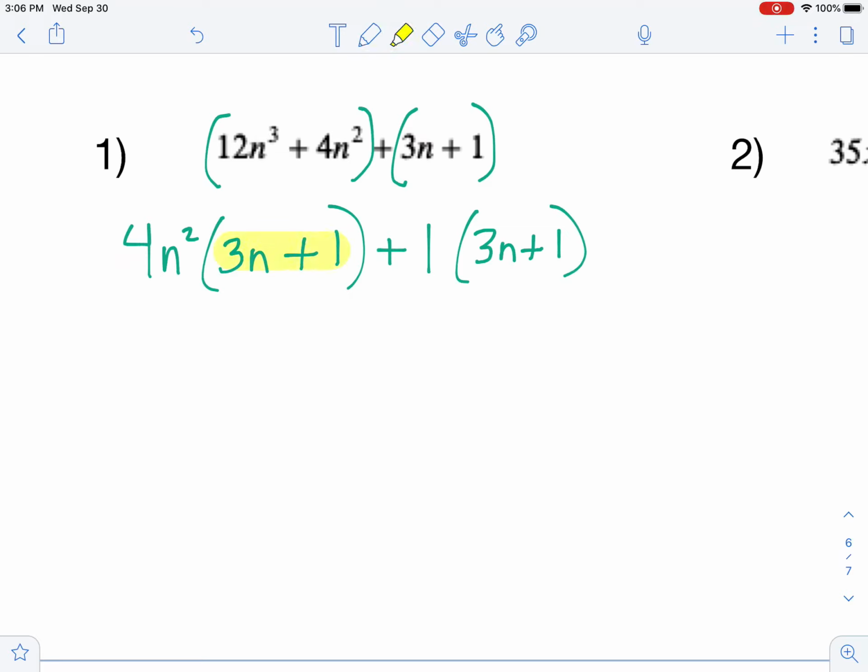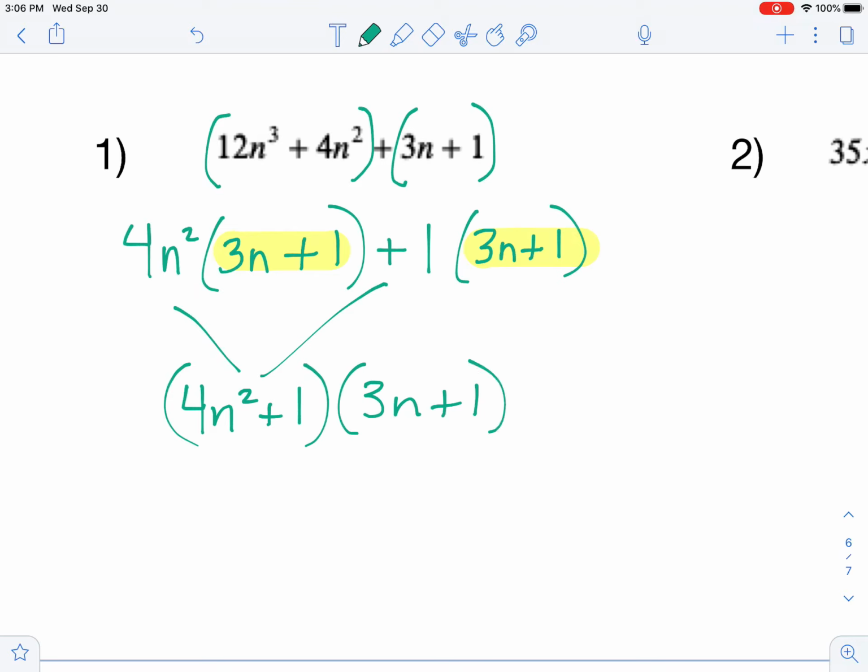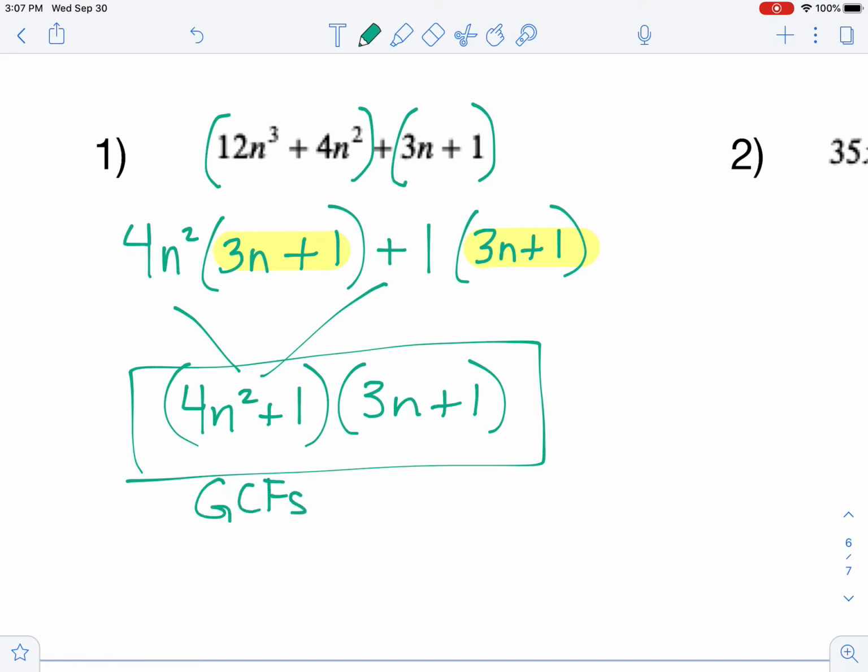Now, I want you to notice that these two are the same. So what we can do is write the GCFs as one factor and the repeated factor as the other. And that's factoring by grouping. So that would be my answer. And again, it's the GCFs on the front and the repeated factor second.